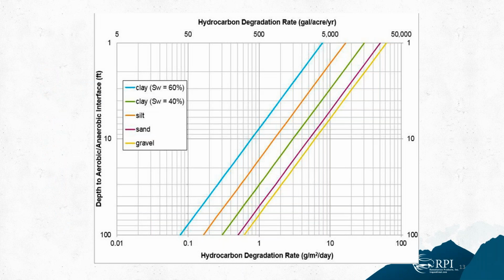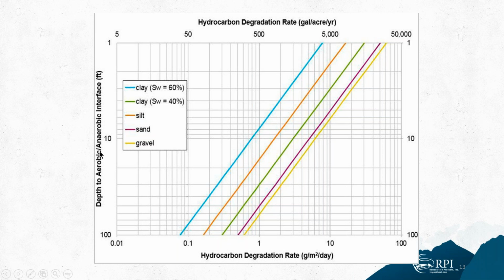I want to take a step backward just for a second. I'm going to come back to this site momentarily, but I need to set the stage for the mass removal. This slide came from a recent ITRC guidance document on LNAPL. And so you can see that over here on the right, we've got the depth to the aerobic anaerobic interface, and we have these mass removal rates in different units on the horizontal. So the lines here, we have clay on one end, and we've got sand, gravel on the other side.